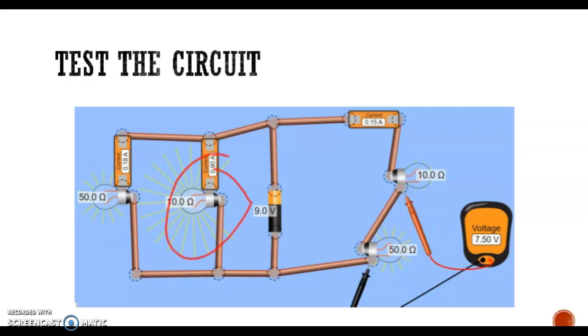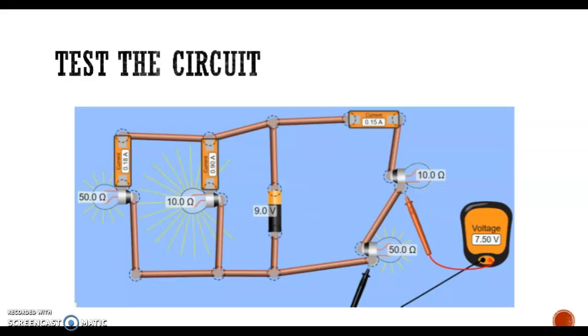1, 2, 3, and 4. Bulb 2 is definitely the brightest. That one has a resistance of 10 ohms. We see that the flow rate, or the current going through it, is 0.9 amps. And since it's hooked up in parallel to the battery right here, the pressure difference across it is 9 volts.